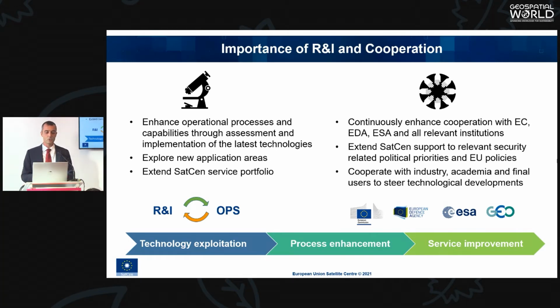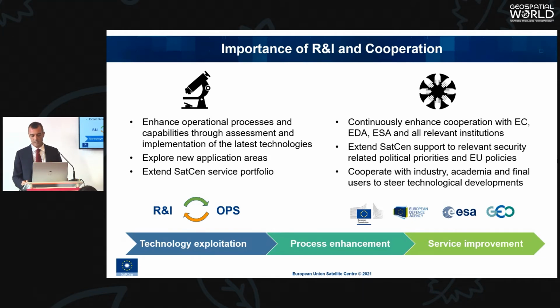And of course, the main aim is also to extend the SatCen service portfolio, so producing new geospatial products and services. An important means we are currently using for performing these R&D activities, again, is cooperation. And we are doing this with the Commission, the European Defence Agency, the European Space Agency, and with a number of relevant institutions like GEO, the Group on Earth Observation. And the idea is also to extend the SatCen support to relevant security-related political priorities and EU policies, and of course to cooperate with the industry, with academia, and of course with the final users to steer, let's say, the technological developments.